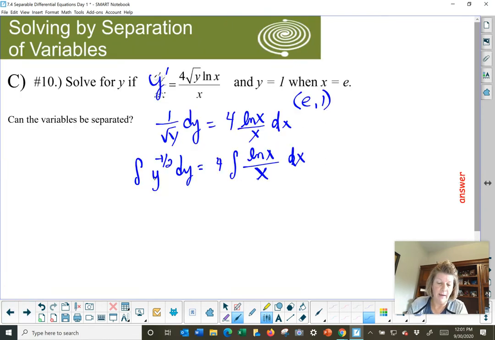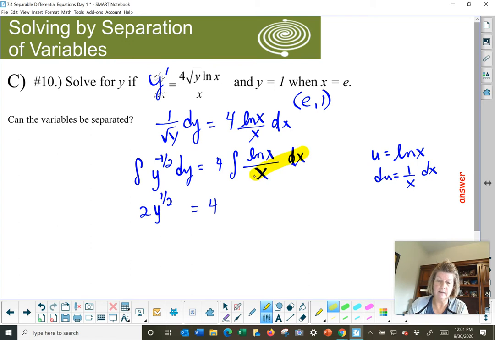Integrating on the left isn't too bad. That would be y to the positive 1/2 divided by 1/2, which is like multiplying by 2. And then I'll have a 4. Allow u to equal natural log x, then du is 1 over x dx. And you'll notice that you have natural log x dx right there, 1 over x dx. So if I make that my substitution, I'd have u du, wouldn't I?